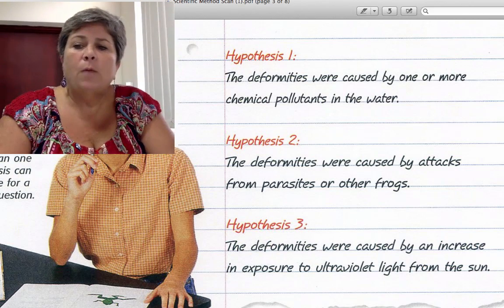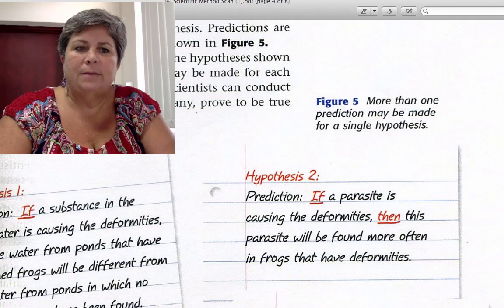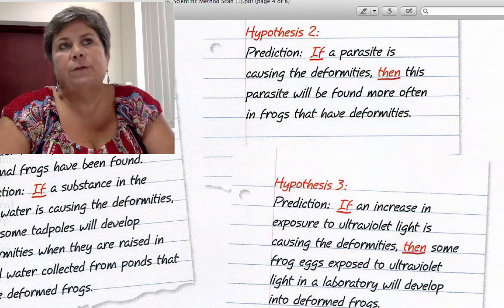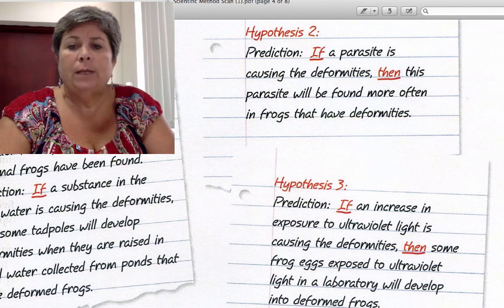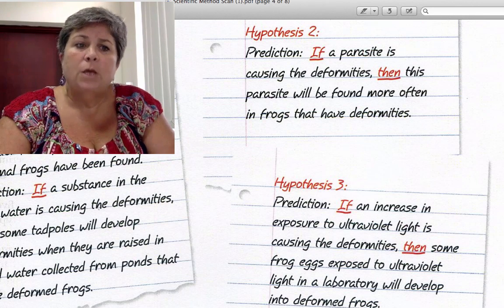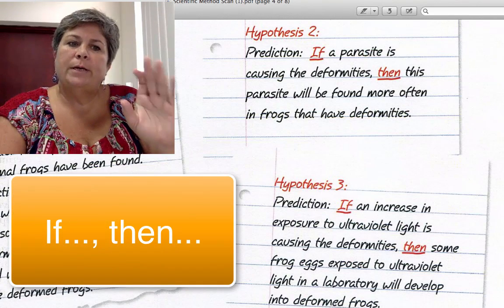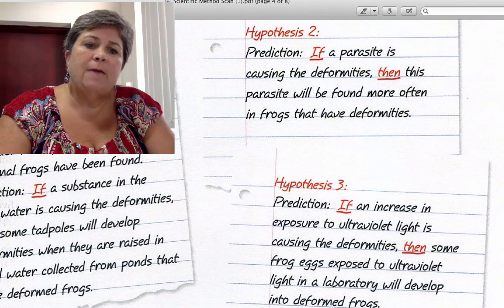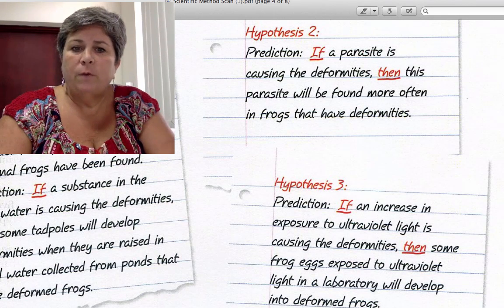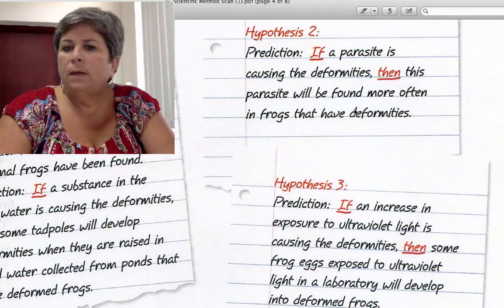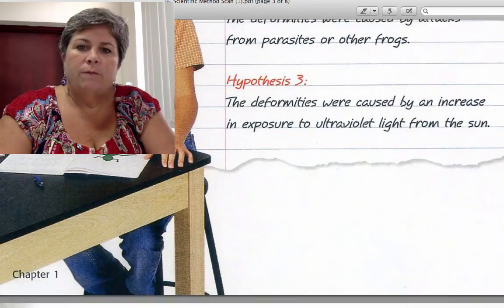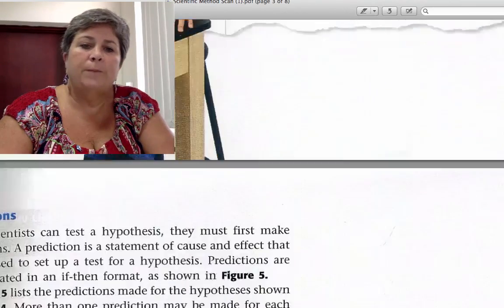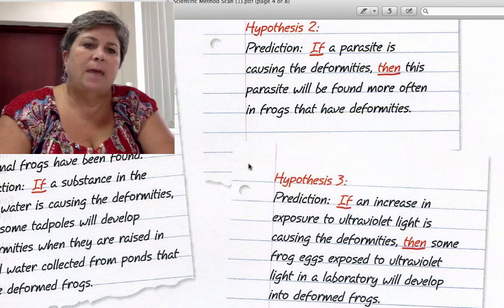Okay, but we're not quite done with the hypothesis. Hypotheses have to follow a certain format when they're written, and we call it an if-then format. So we're going to take hypothesis 1, and if you notice here, they have written it in if-then format. Okay, so if you remember, let me go back really quick. The first hypothesis was that the deformities were caused by one or more chemical pollutants in the water. Okay, so this is the if-then statement they came up with.